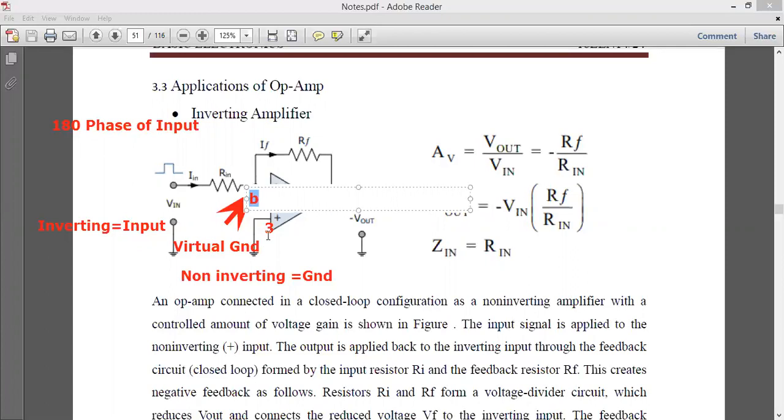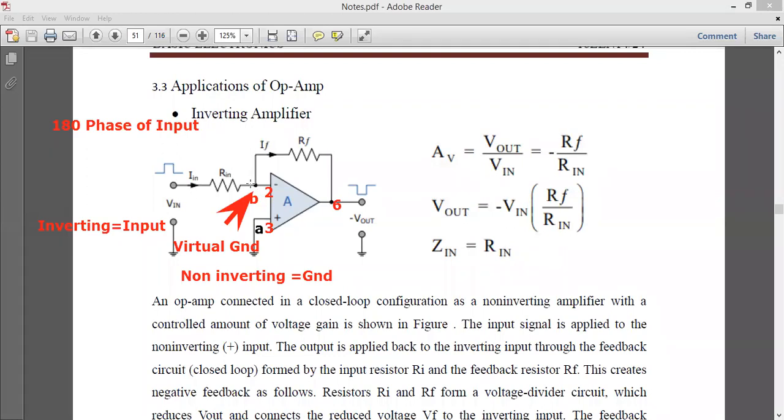Let me give you another point here. I'll change the color. Point number A. So this is my point A. Point A is at terminal 3, point B is at terminal 2. For the analysis of this inverting amplifier, whenever I apply the input to the inverting terminal via a resistor R in, the current flowing through the input of this op amp is nothing but I in, called the input current.